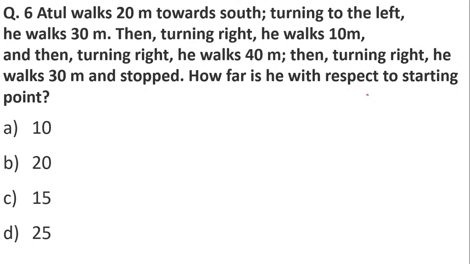Now this is one question where not a lot of numbers are given. Let's do it together. Atul walks 20 meters towards south, turning left walks 30 meters, turning right walks 10 meters, and then turning right he walks 40 meters, then turning right he walks 30 meters and stops. How far is he with respect to the starting point?